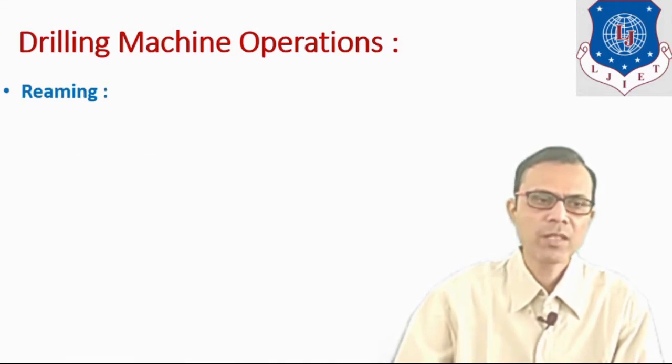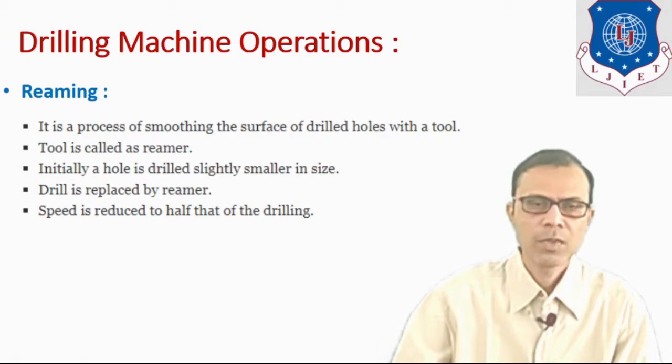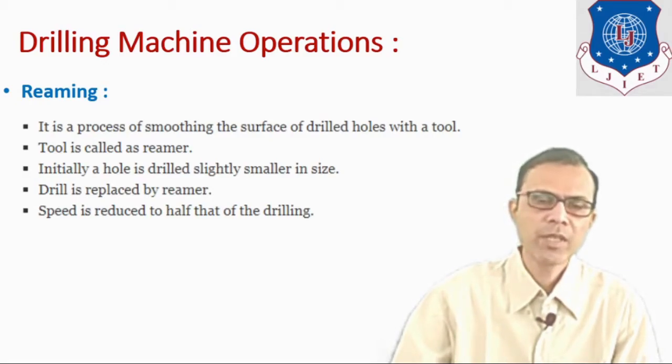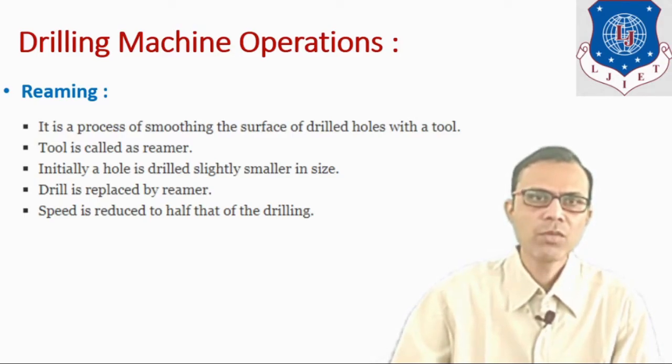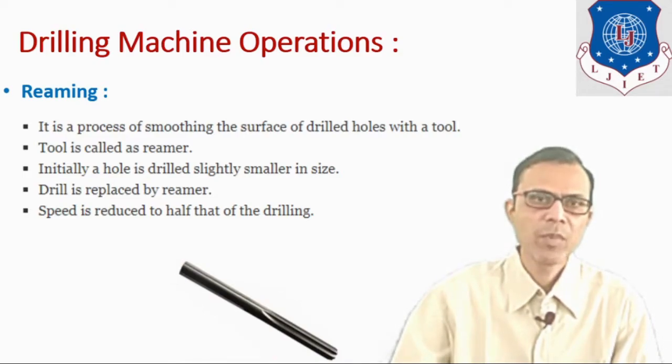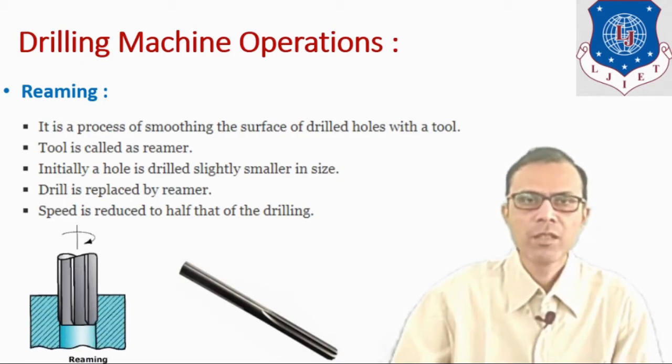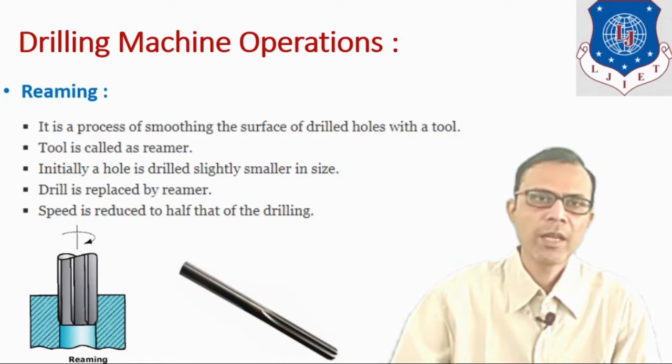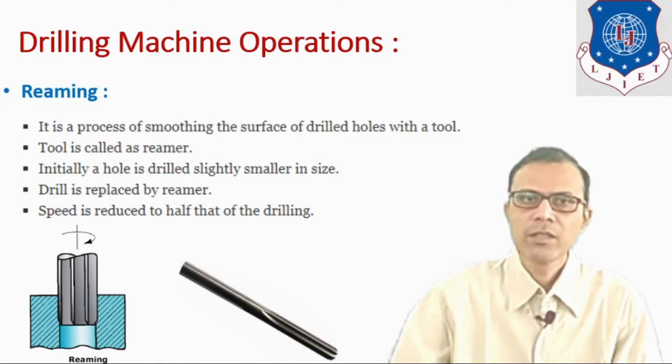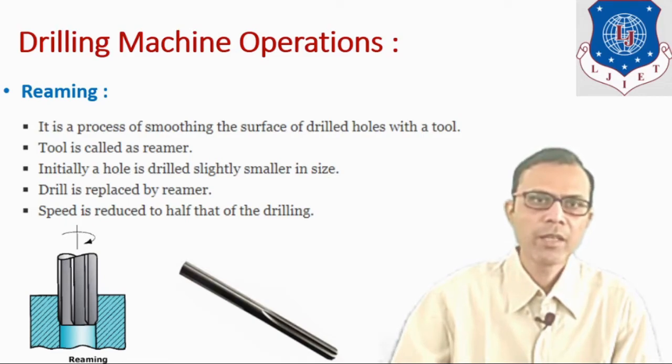Now, the next operation is reaming operation. It is the process of smoothing the surfaces of the hole which was produced previously. For that purpose, the tool used is known as the reamer, and the speed is reduced compared to the drilling operation. Now, in place of the drill bit in the machine spindle, the reamer is held and it is provided rotary motion and feed motion, and an accurate surface finish is obtained by this kind of operation.